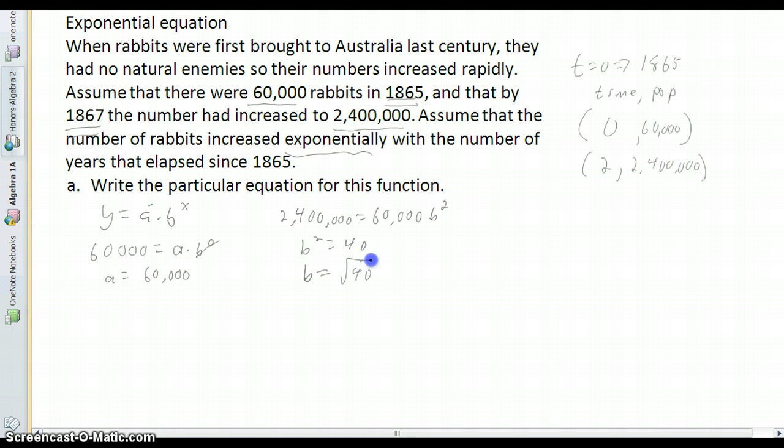Now usually we would say plus or minus the square root of 40, but again, because it's the base of an exponential function, we know that b has to be positive. So our particular equation, if we let t be time in years since 1865 and maybe use p for population, then we can say that p will be equal to our a, which was 60,000, times the square root of 40, all raised to the t.